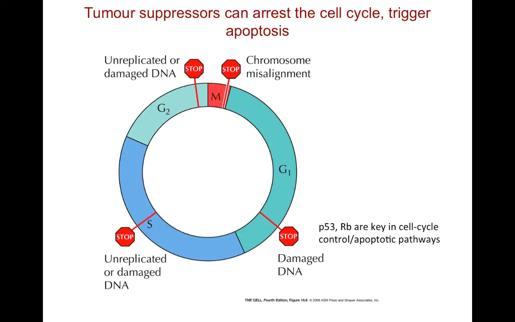The products of proto-oncogenes accelerate cell cycle progression, while tumor suppressors serve as the brakes. At cell cycle checkpoints, DNA damage or other issues can be addressed. Tumor suppressors can arrest the cell cycle to allow DNA repair, or if DNA repair isn't possible, they can induce apoptosis or programmed cell death. This prevents cells from replicating when they have damaged DNA.